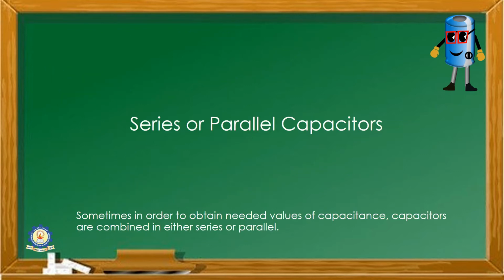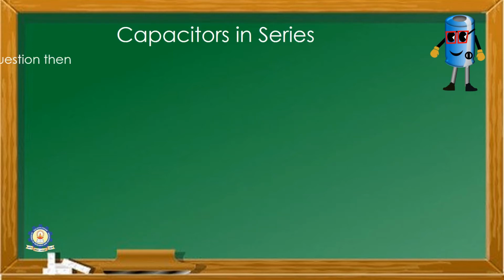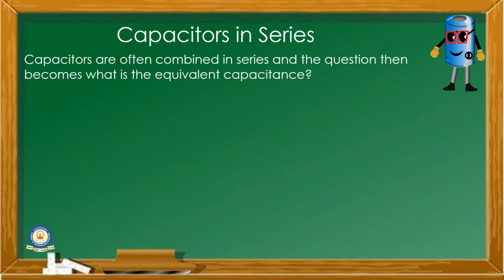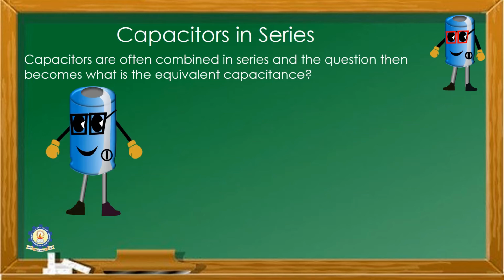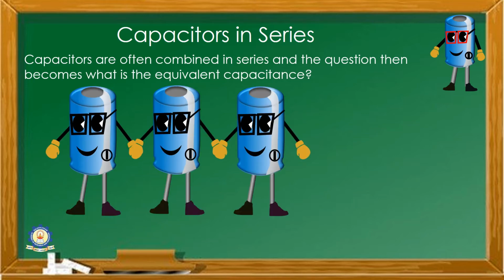Now let us move into series and parallel capacitors, because sometimes in order to obtain needed values of capacitance, capacitors are combined in either series or parallel. First we'll start with capacitors in series. Capacitors are often combined in series, and the question then becomes, what is the equivalent capacitance? So here is a series of capacitors which are joined together.